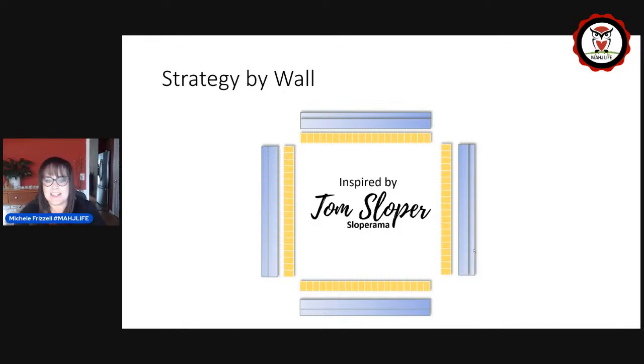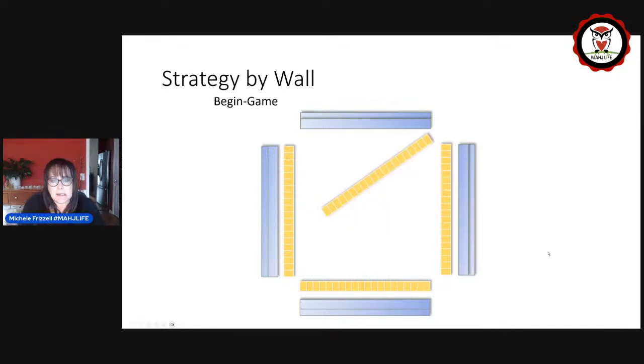So let's continue. The idea is that each wall in the game has certain strategies. And I don't know if you play chess or not. I've learned how to play it. I'm not very good at it, but the idea is along the same vein as the strategies in chess, where you have a begin game, a middle game, and an end game.